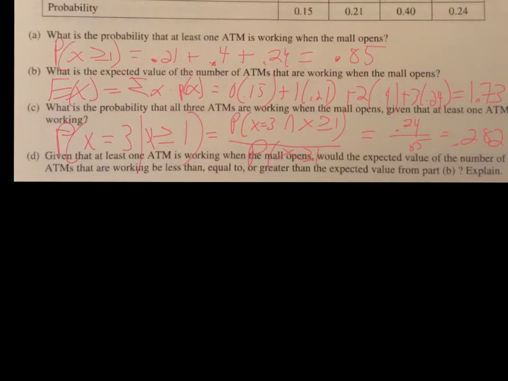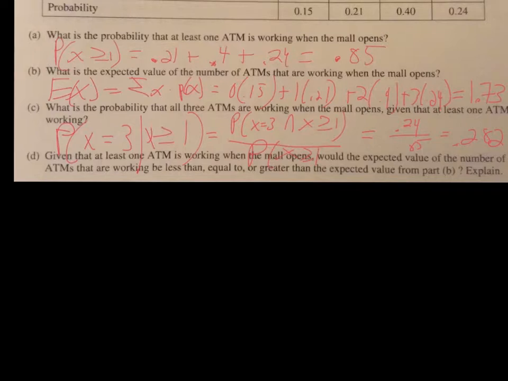All right, so now, last part. Given at least one ATM is working when the mall opens, would the expected value of the number of ATMs that are working be less than, equal to, or greater than the expected value from part B? If we know that at least one of them is working, that means there isn't a chance that none of them are working. So out of the 0.85, really what we're talking about is removing the possibility of there being 0.